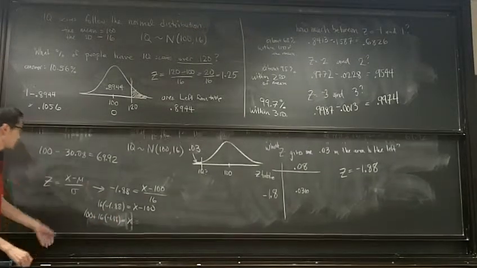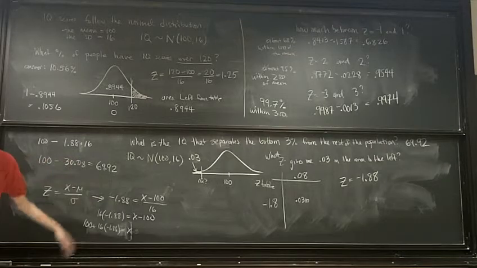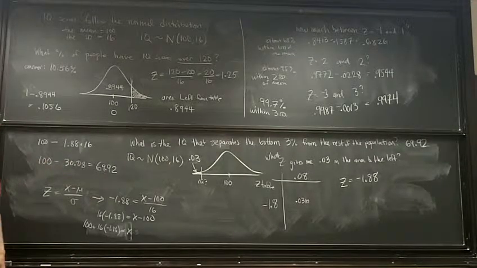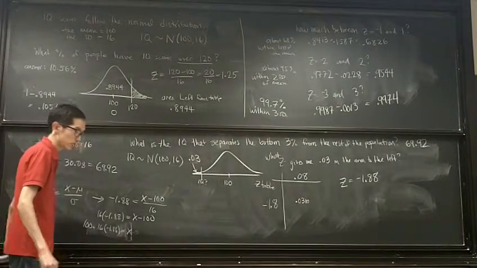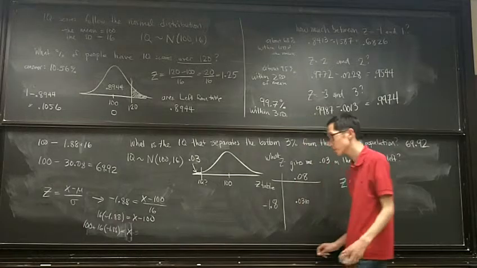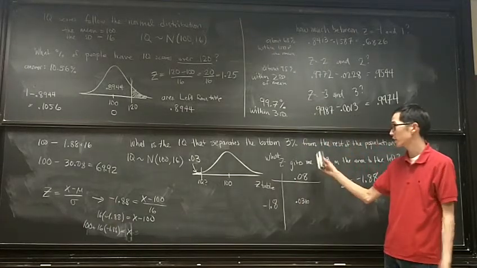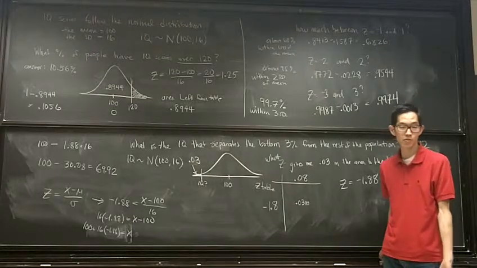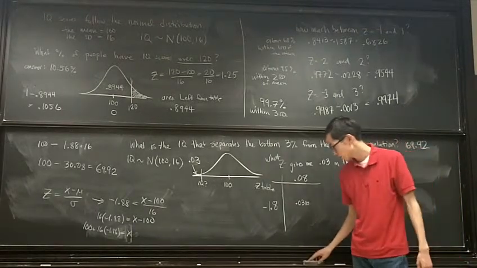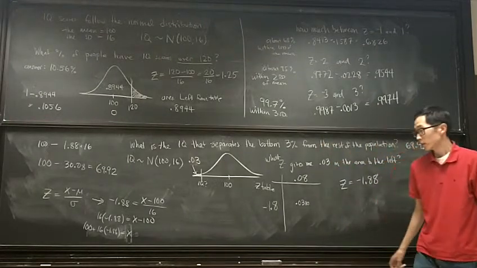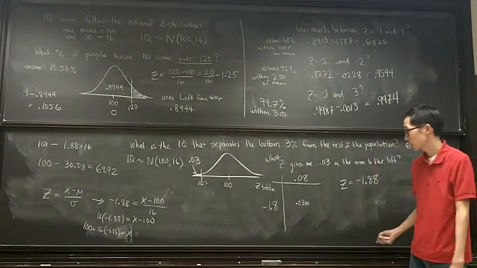It's exactly the same math that we did over here. But let's say the z-score was positive, would you add it? Then you would add it, exactly. If it was positive, what does that mean? It's the IQ that separates the top 3% from the rest of the population, so who's going to join Mensa or whatever. So that's what we got.